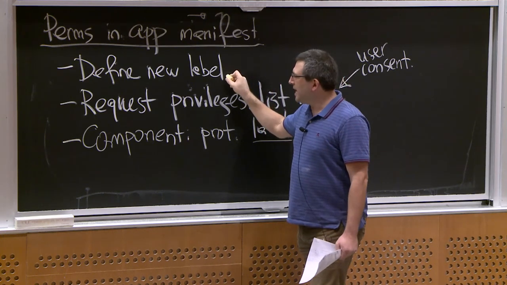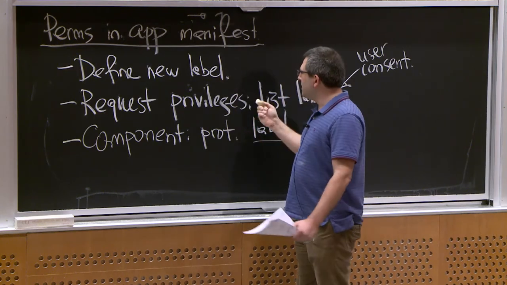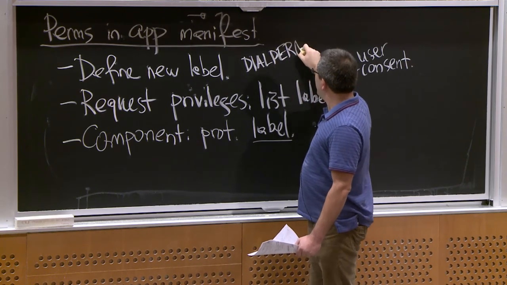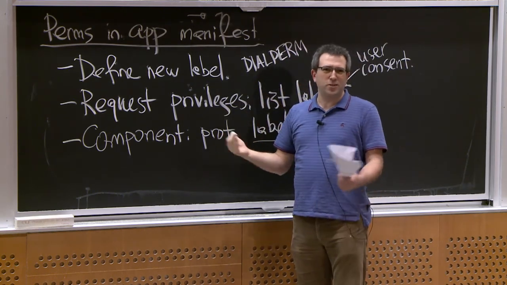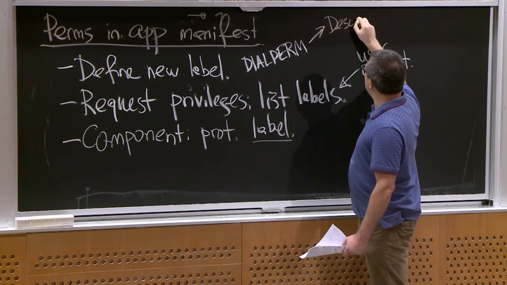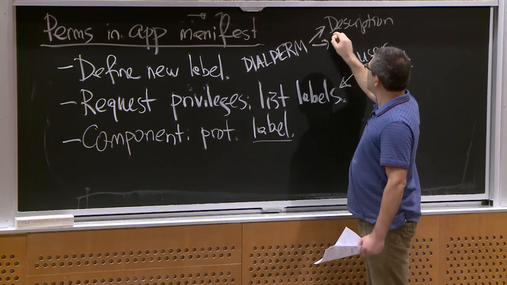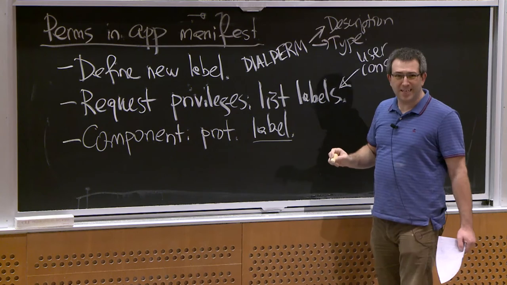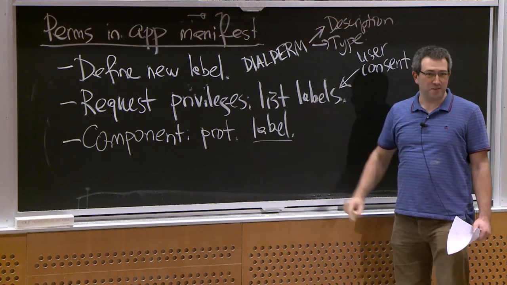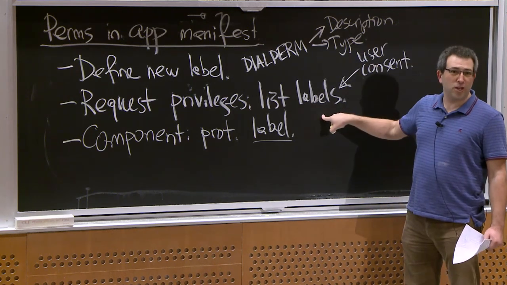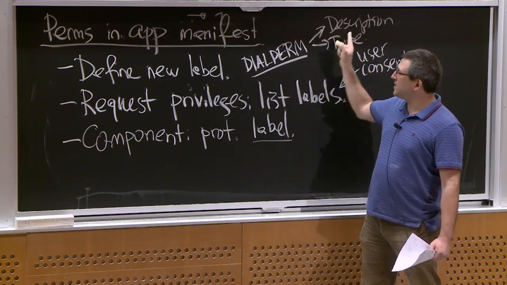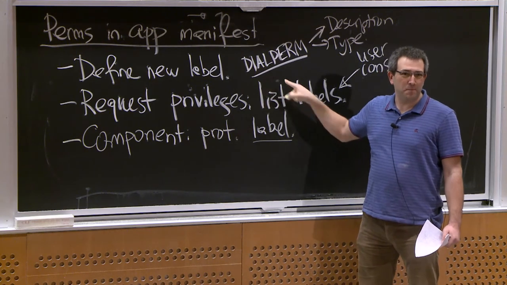So this label namespace, what it means to define a new label is that you get to pick a new string, kind of like dial perm. Strings exist, you don't need to define them. What you really define is what that means. You basically plop down some description of what this label is and a type for this label. We'll talk about the types in a second. The description is a text saying, well, this permission will allow the app to make a phone call on your phone. And that's actually what pops up when you try to install an app. So you never see the string dial perm on your screen. What you see is the description that some app specified when defining this label.